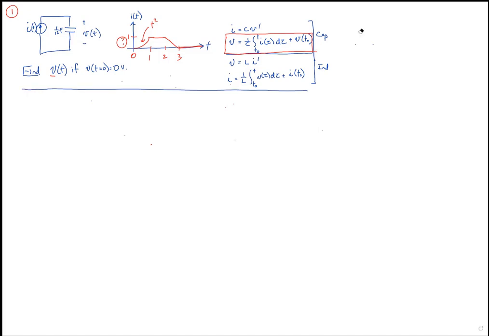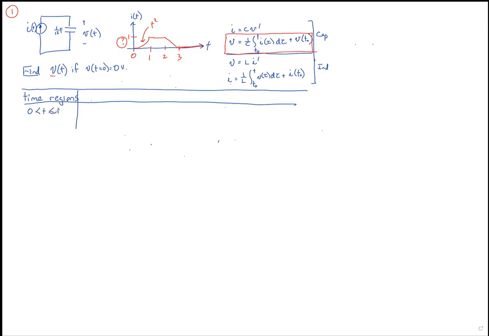If there was just a single function that we could draw in one equation for this current, we could just draw this and in one step find the voltage across the capacitor. Since there's not, we're going to have to do it in different time regions. And that first time region is between 0 and 1.